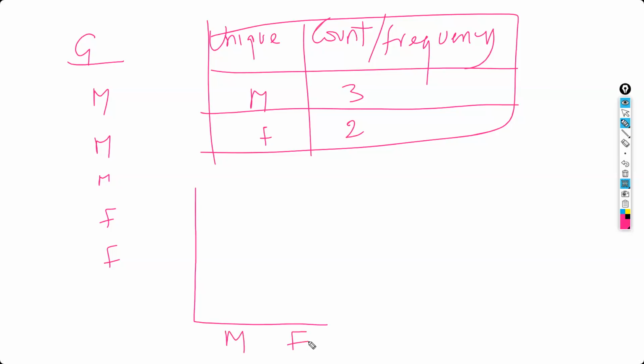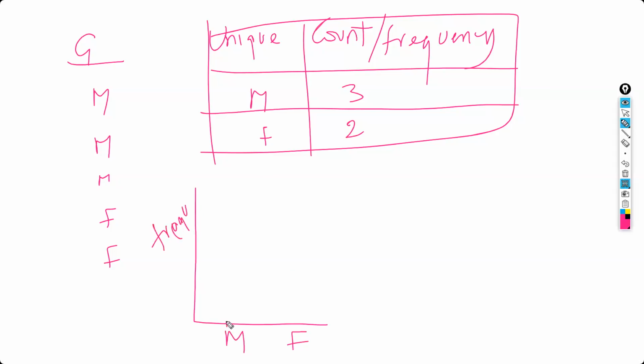Sir, why only M and F, sir? Because only those are there now. For example, T also there means T also I will add. I is there means I will add. J is there means J I will add. What are the unique values are there? I will take all the unique values on the x-axis, and their frequency on the y-axis.